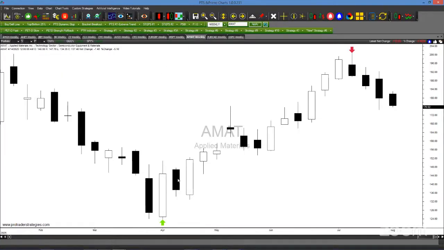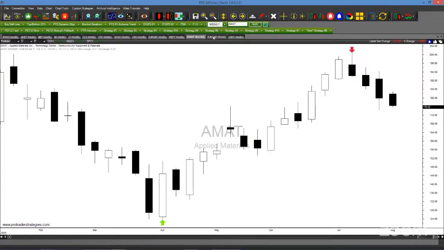As we look at AMAT, Applied Materials, once again, a bottom was signaled right here. And looking at that move to the upside, it's gone up 55 points. And now, just about 3 or 4 weeks ago, it generated a trend reversal signal, but this time to the downside, and it's gone down 15 points so far. So you may want to watch this one as well.